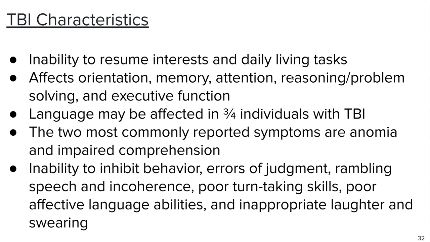And about three-quarters of people with TBI, it's going to impact their language in some way, and it could be form, it could be content, and it could be use, right? It could be across the board. The two most commonly reported symptoms are going to be anomia and overall impaired comprehension. When we're talking about anomia, we're really talking about labeling, and a student's ability to name objects, or a person's ability to name objects.